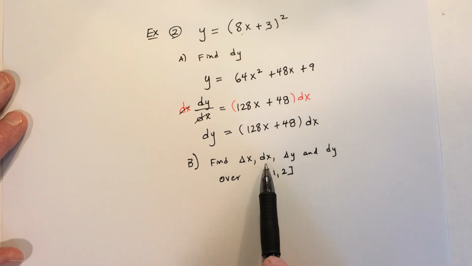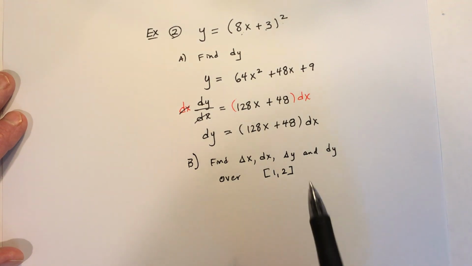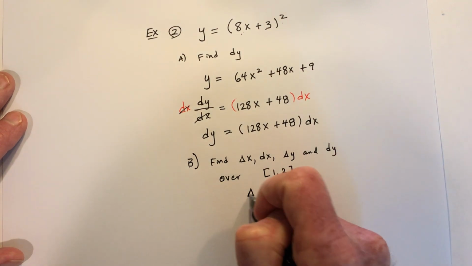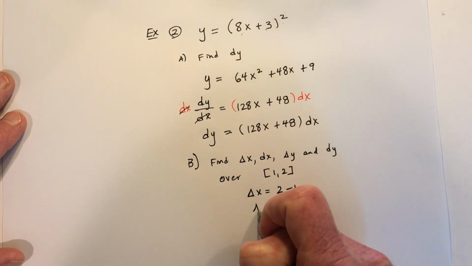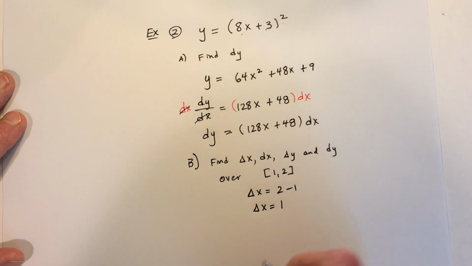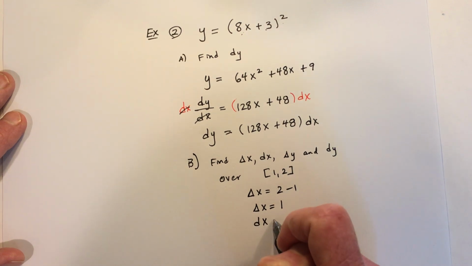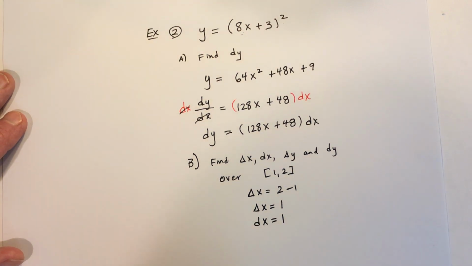The first two are easy. All you need to do is subtract the x's. So delta x just equals 2 minus 1. So delta x equals 1. And dx is always the same. That one comes for free.